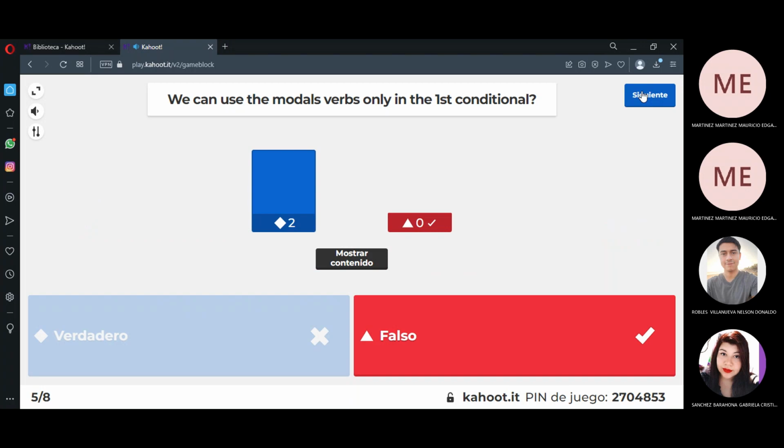That was really quick. And the answer is true. Both of you are correct. Okay, I'm so proud of you guys. We can use modal verbs in the first conditional. Next.